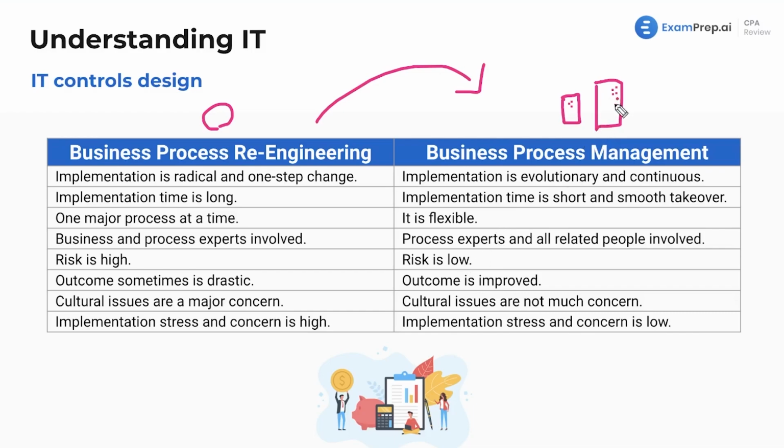It's just small changes. Outcome is improved. Yes, ideally the outcome will be improved in both of these situations, but here, generally, we want to assume that we're going to improve. Cultural issues are not much concern because you're only making slight changes. Lastly, implementation stress and concern is low. There's not too crazy of a process, so we're good to go.